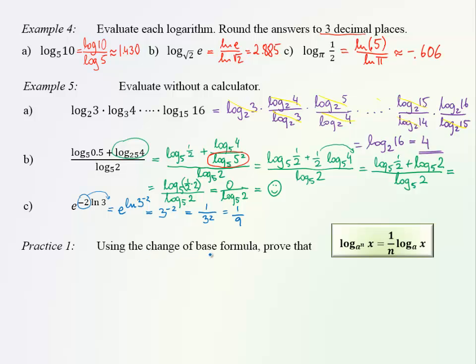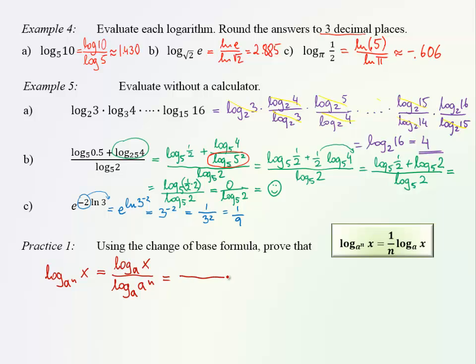So use change of base formula to prove this property. Let's start with the left-hand side, log with base a to the n from x. So be very careful when you write different levels, because this is still base, but with an exponent. Okay, let's change the base into base a. So we have log base a from the top, which is x, over log base a from the bottom, which is a to the n.